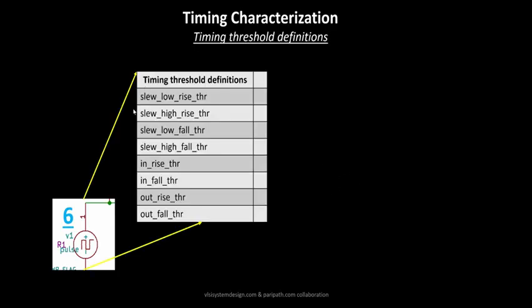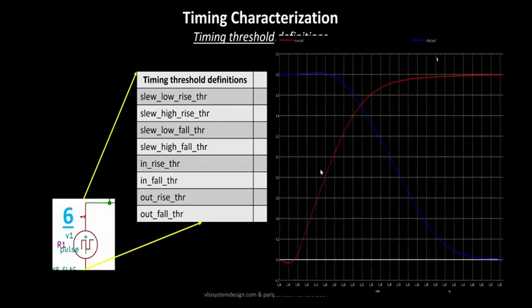These are the inputs, or the variables, related to any waveform that you will be seeing henceforth. Let's begin with the definitions. First of all, you have the slew low rise threshold. I have taken the waveforms from the output of the first inverter, which has been given as an input to the second inverter. So this is your input, and this is the waveform from the output of the buffer.